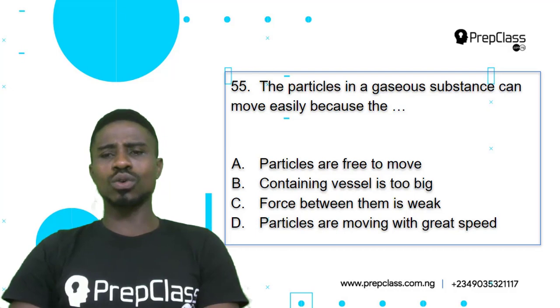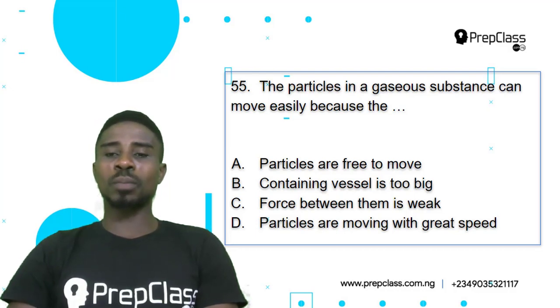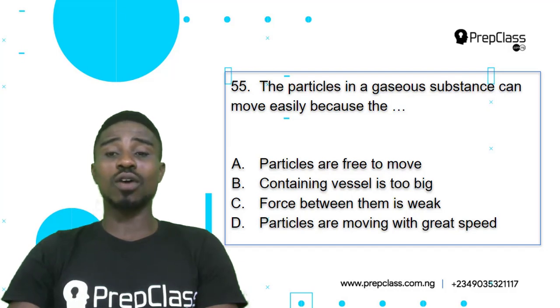Now, in talking about particles in a gaseous substance, one thing we should know is that there is no force holding them. The force holding particles in a gaseous substance is negligible, so it is insignificant. That's why they can move easily. Comparing it with a solid substance, the force holding them is very strong. It is called a cohesive force. It's very strong. That's why the particles in a solid substance cannot move anyhow. They can only vibrate in their position. But for the gaseous substance, there is basically little or no force holding them. That's why they can move erratically.